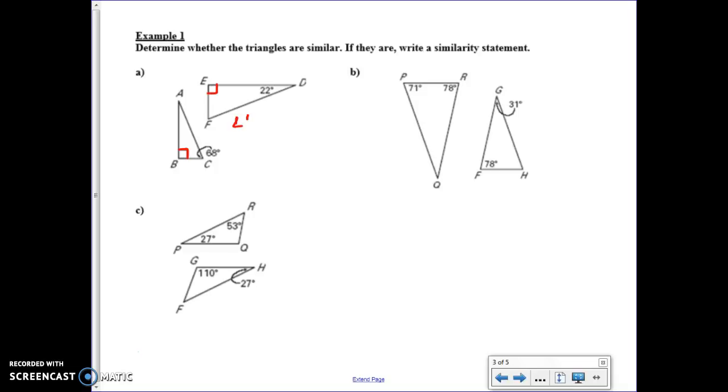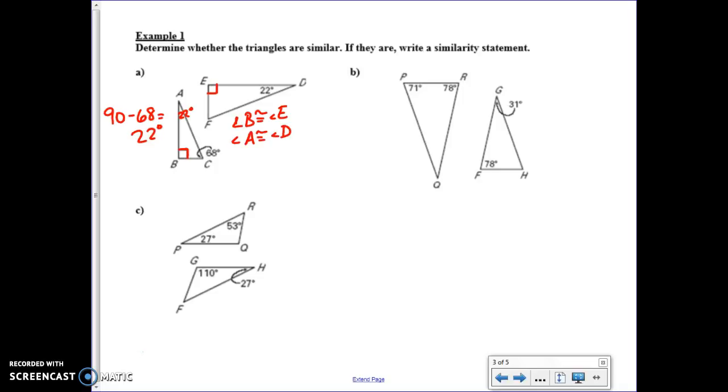Angle B is congruent to angle E. And then I have a 68-degree angle and I have a 22-degree angle. Well, if you think back, we said all of our angles have to add up to 180, but if we have a right triangle, then the other angles just have to add up to 90. So what we need to see is if I do 90 minus 68, that should give me angle A. So if I do 90 minus 68, we get 22 degrees, which means that angle A is congruent to angle D.